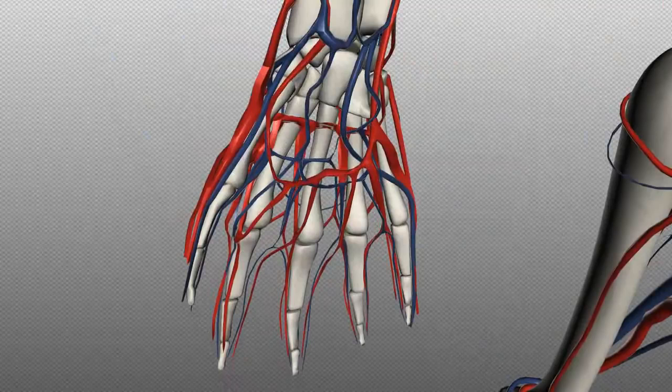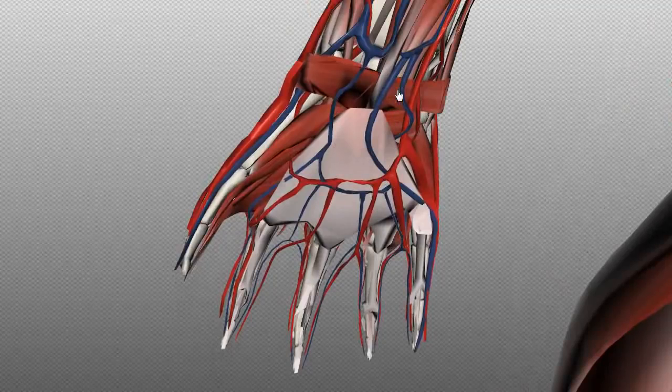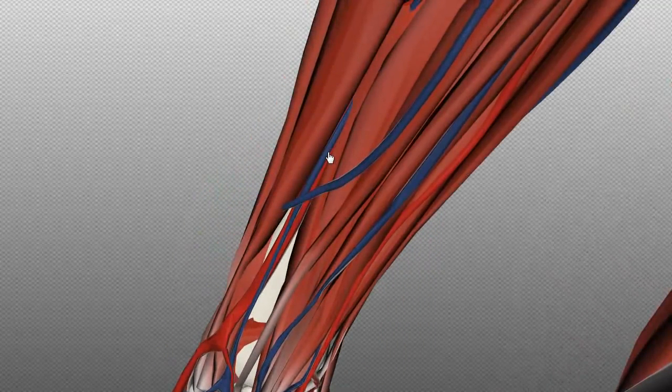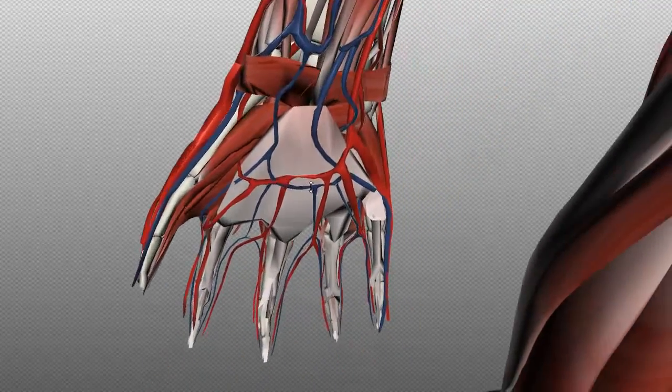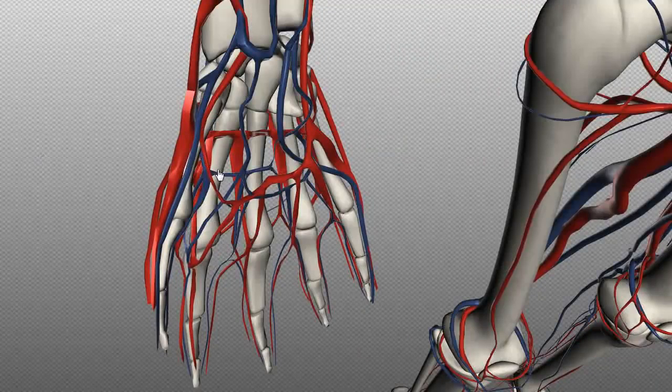So if I just put in the muscle layer again, you can see this clearly, this superficial palmar venous arch formed from the deep radial and ulnar veins, and then you've got the deeper palmar venous arch here.